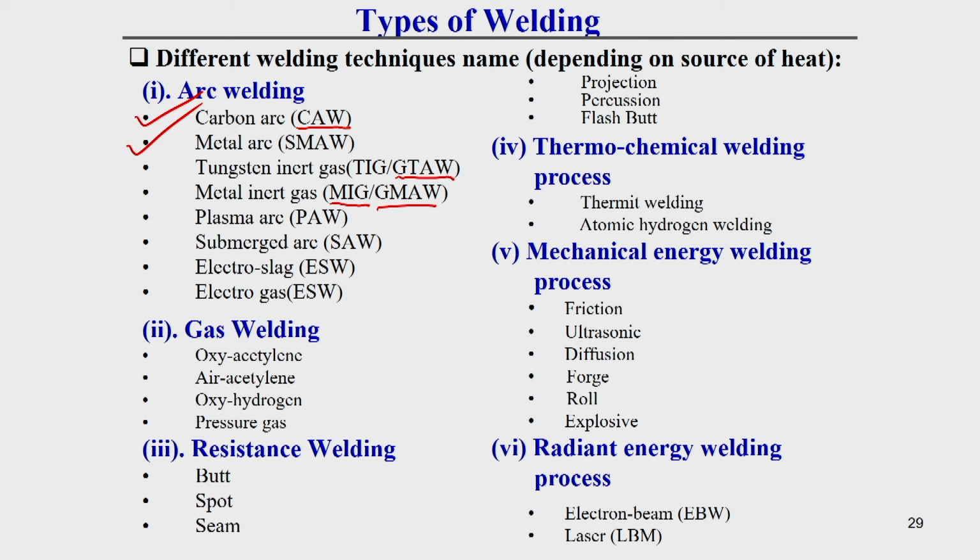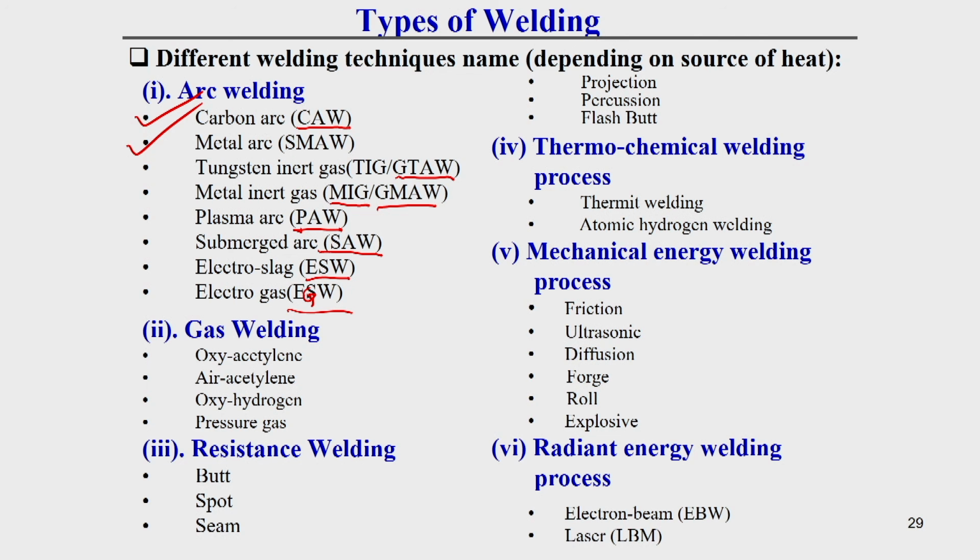Then plasma arc welding process, in short it is represented as PAW, that means plasma arc welding. Submerged arc welding in short form is represented as SAW, that means submerged arc welding process. Then electro slag welding process is represented as ESW. Electro gas welding is generally represented as EGW. This should be G, electro gas welding.